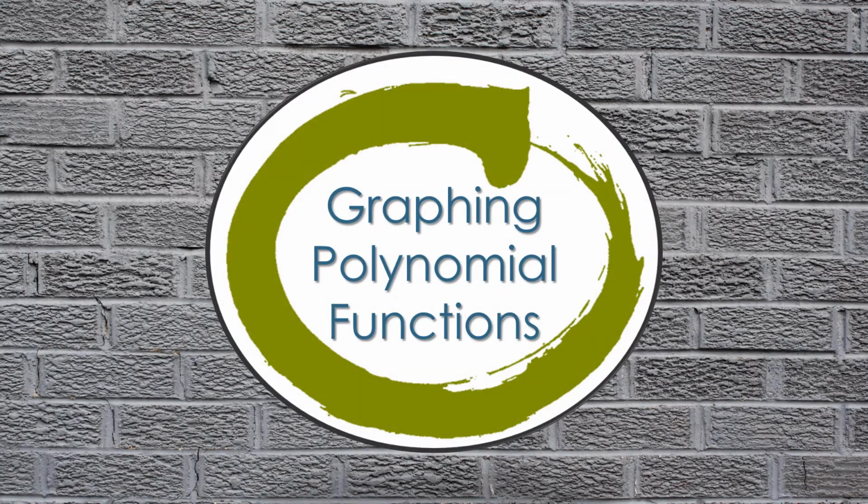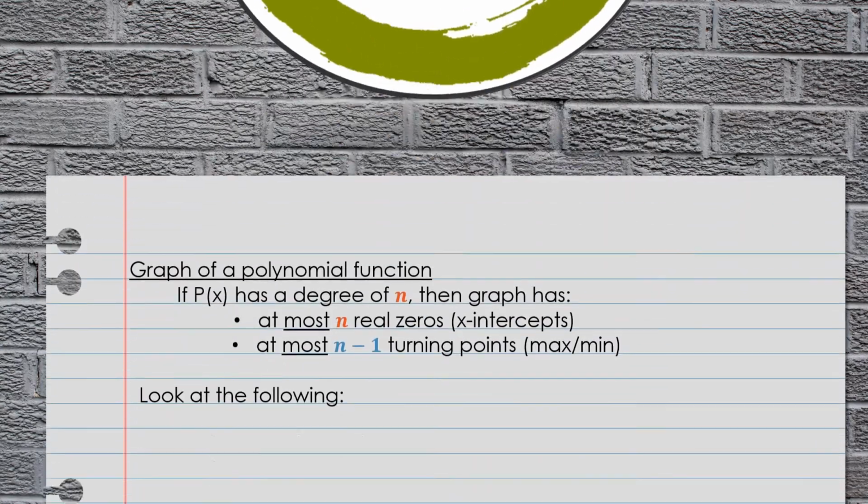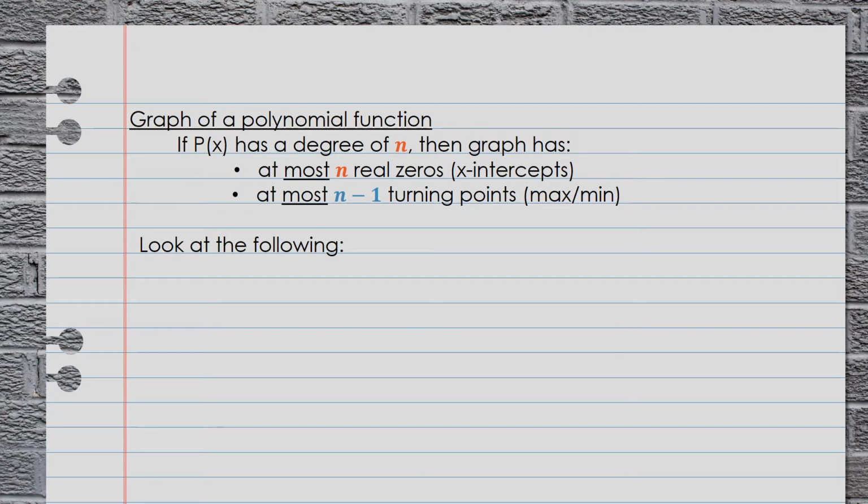This lesson is over graphing polynomial functions. Graph of a polynomial function. If p of x has a degree of n, then the graph has at most n real zeros, also known as x-intercepts, and the graph has at most n minus 1 turning points, also known as max or mins. Let's look at the following.